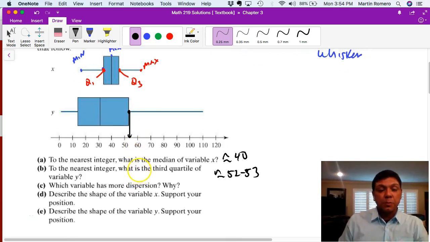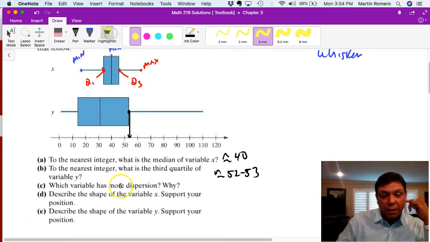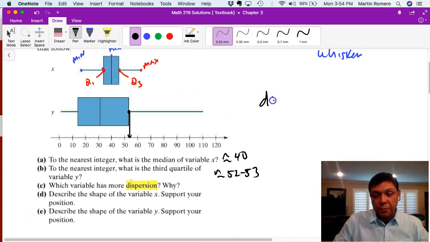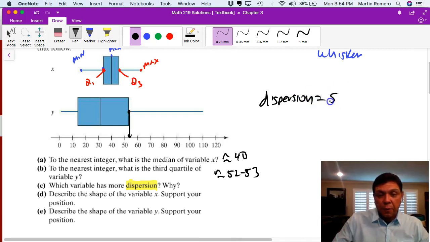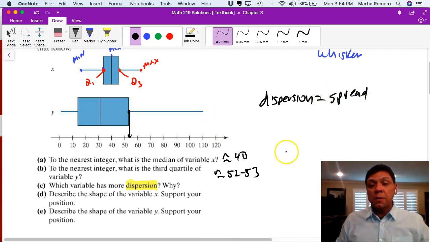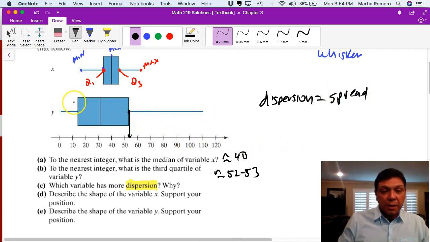Which variable has more dispersion? That's an important word for us, right? This dispersion. When I hear the word dispersion, another term that we've thrown out in class is spread. So another word for dispersion is spread. How spread out are the values? And we've talked about that concept in class.